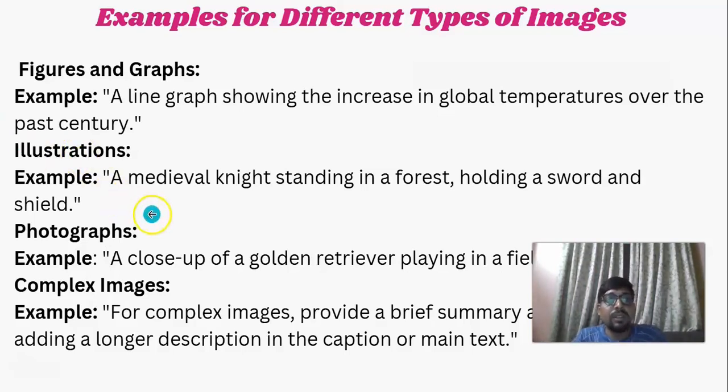For an illustration, you could write: a medieval knight standing in a forest holding a sword and shield. So you can imagine this illustration. For a photograph: a close-up of a golden retriever playing in a field of flowers. You can imagine it. And in some cases, if a complex image is there, then it should have a longer description, up to 100 words, not more than 100 words.